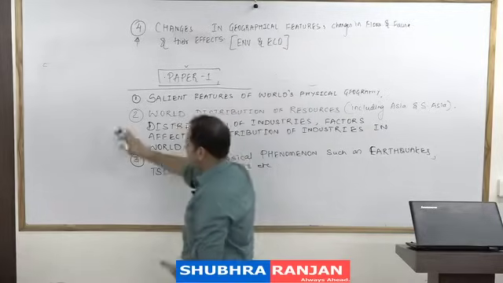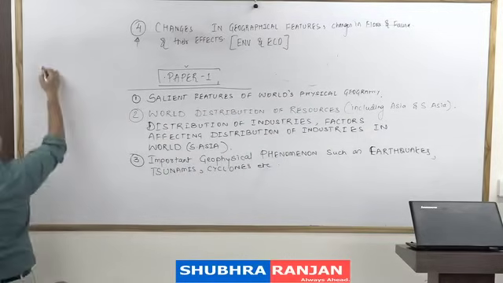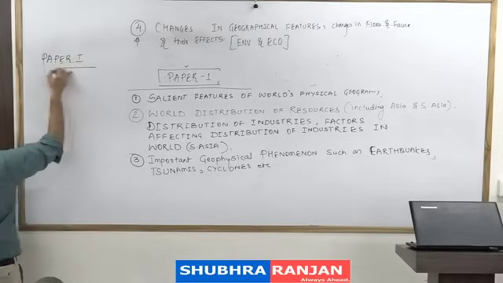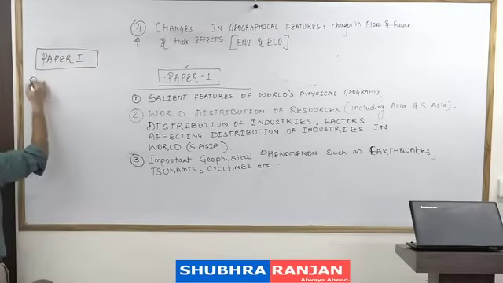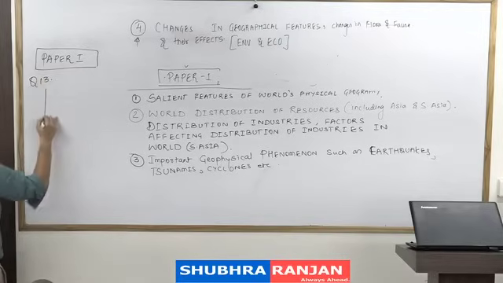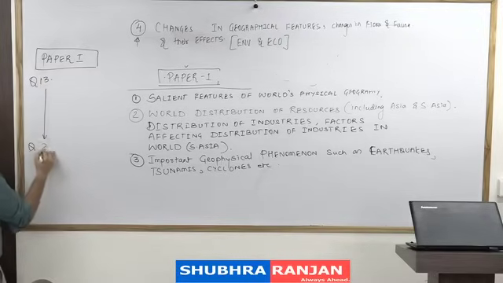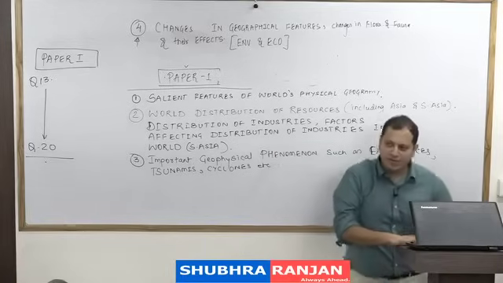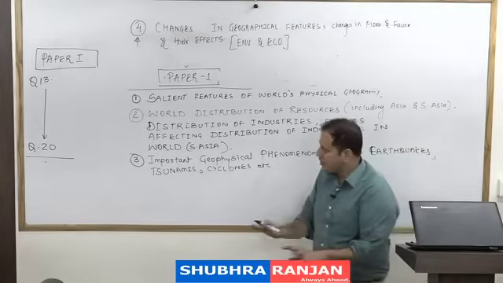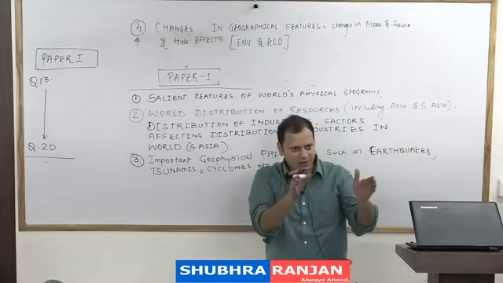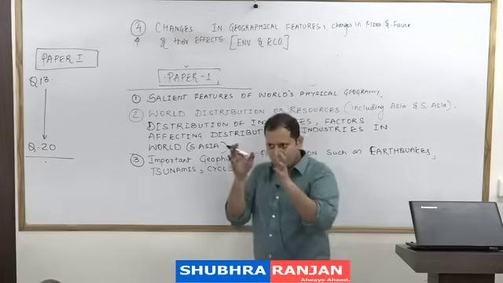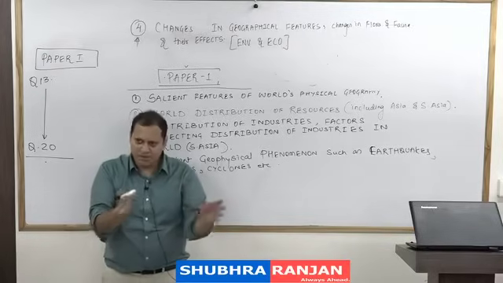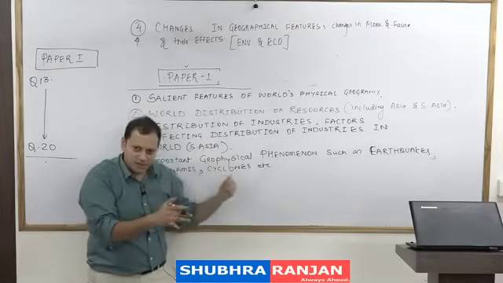Why do we study this? We study this because in Paper 1, we are talking about Mains only, question number 13 to question number 20 is this one. So we get somewhere around 7 to 8 questions, 70 to 80 marks from this part. That is why we study Paper 1's first part, history, art and culture, world history, then social issues, and then we have these 4 portions from where we get the questions.